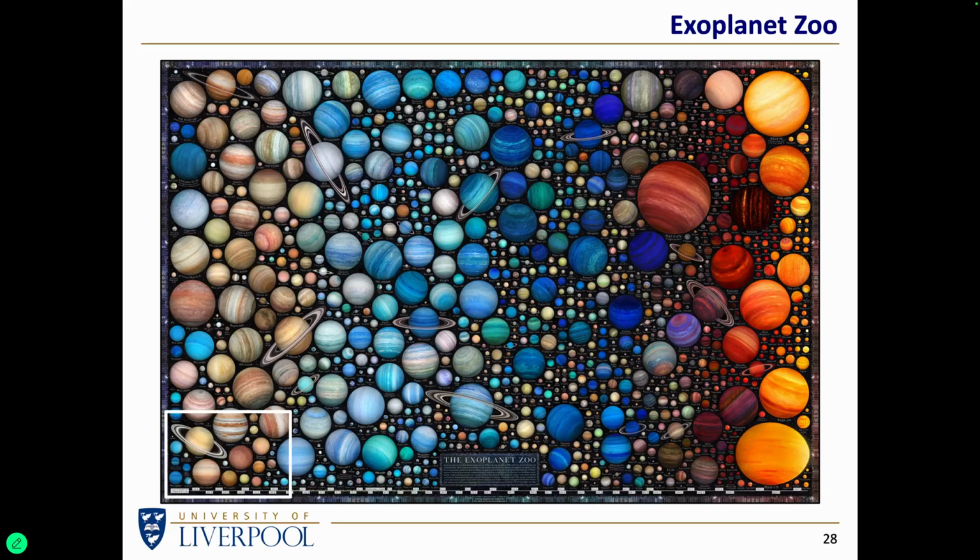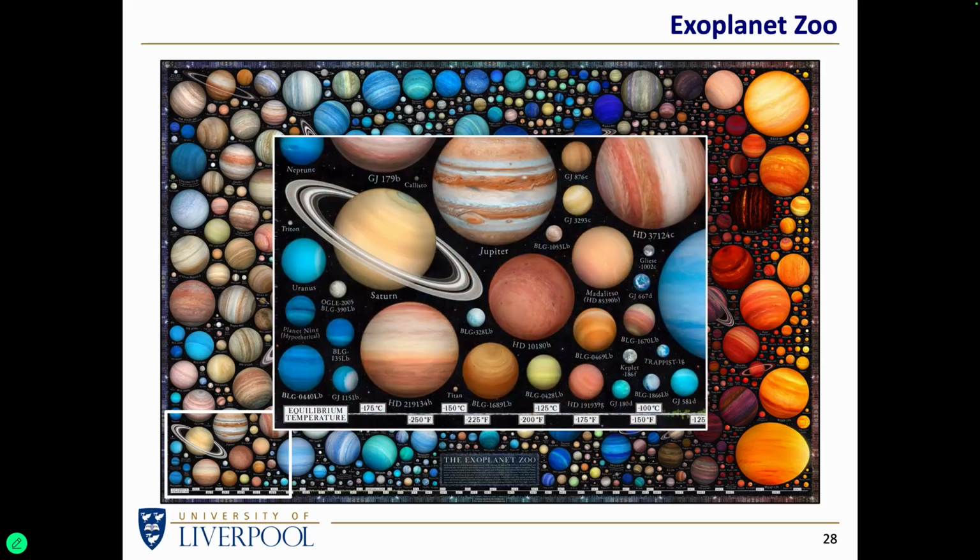And if we look in the very bottom left, let's just blow that up a bit so we can see it a little more clearly. Here we can see some planets, including our own Jupiter, Saturn, Uranus and Neptune. Of course, they aren't actually exoplanets, but our own planets in the solar system are mixed in with the exoplanets just to give us a sense of scale.